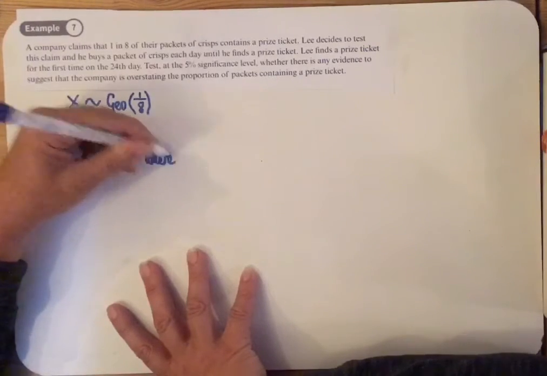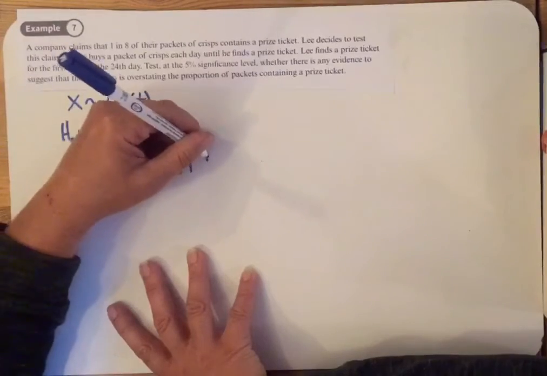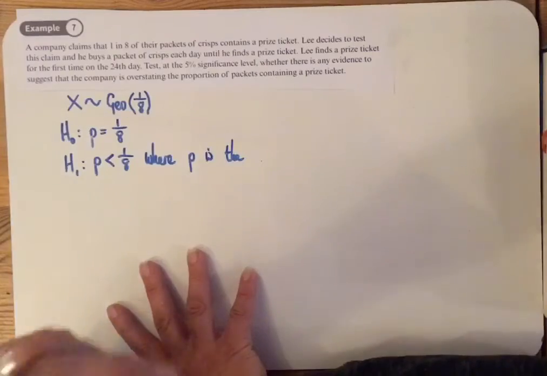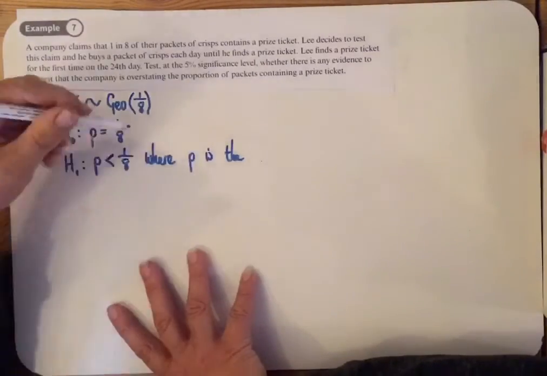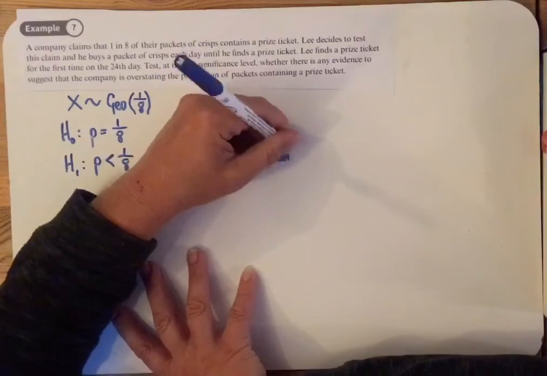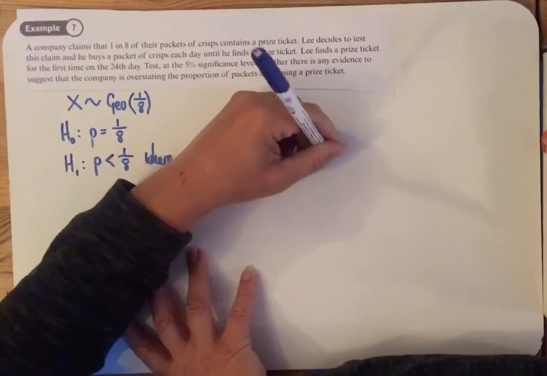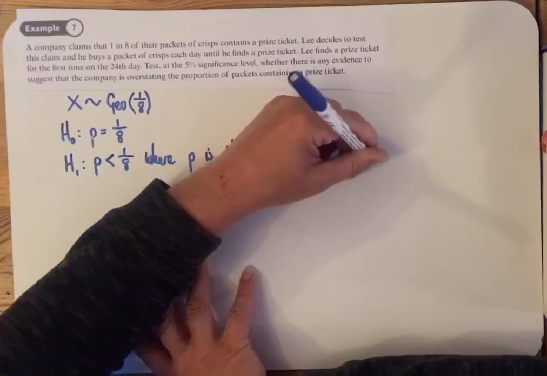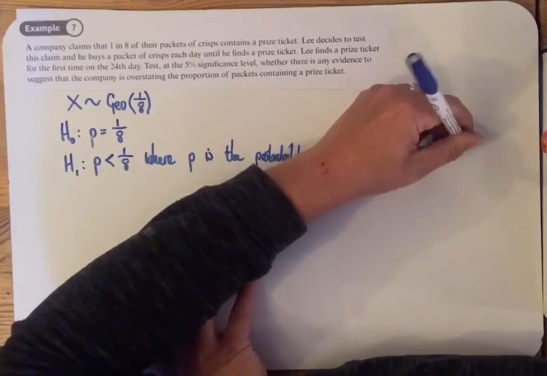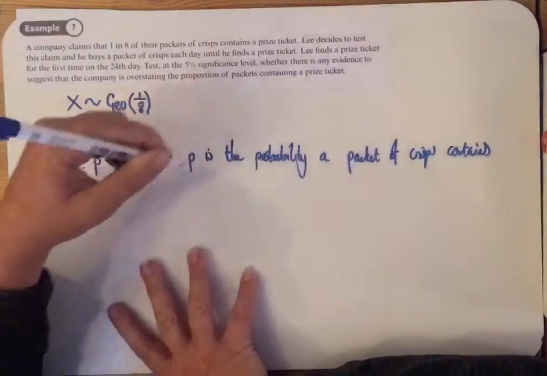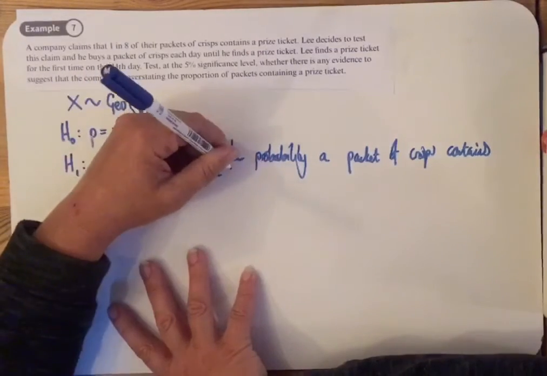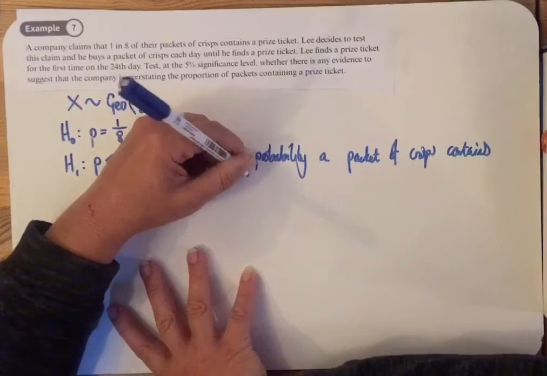I would define P. I haven't double checked a mark scheme, but I know on all the other hypothesis tests they like you to define your parameter. So where P is the probability a packet of crisps contains a prize ticket. I know we don't like words much in maths. Well, some of you might.